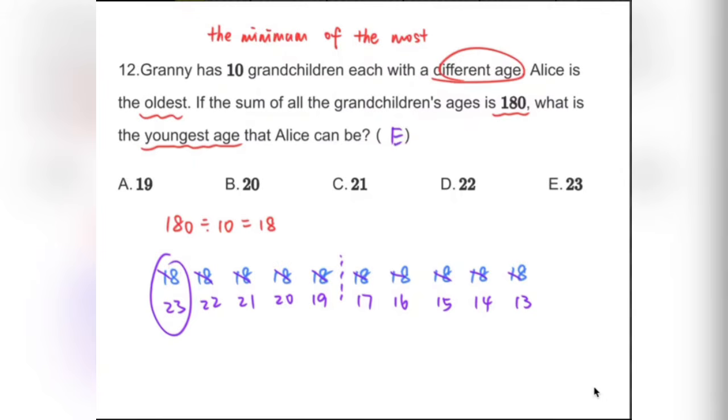So you see that actually the ages are consecutive numbers. In this way, the gap is only 1, right? So 1 is very, very small already. You cannot get half a year, right? Okay, so in this way, we can get the minimum, and the answer in this question is 23, okay?